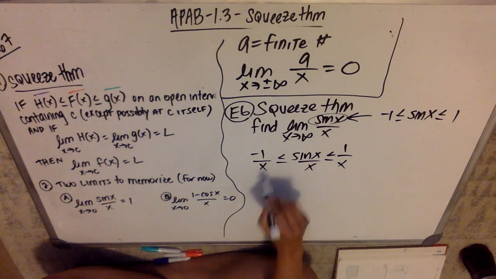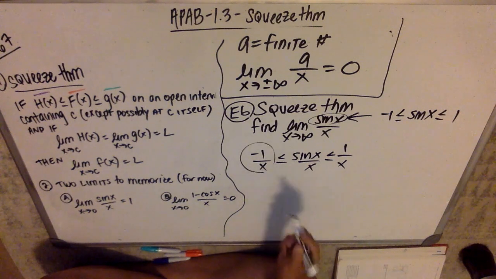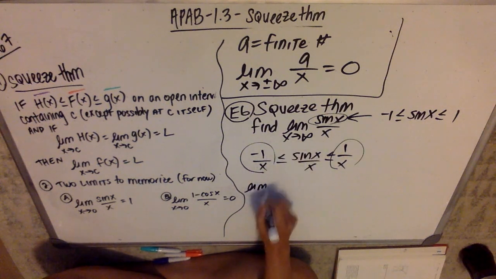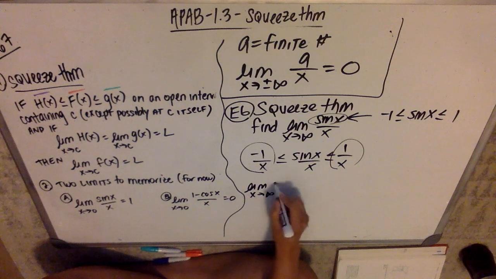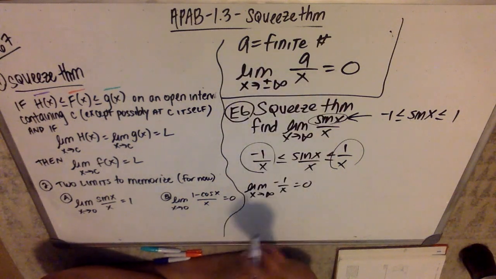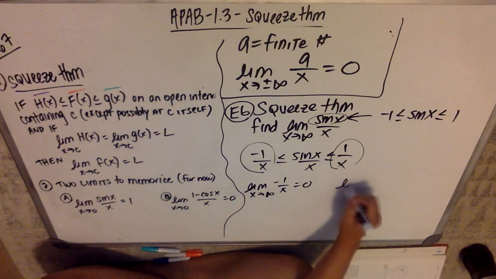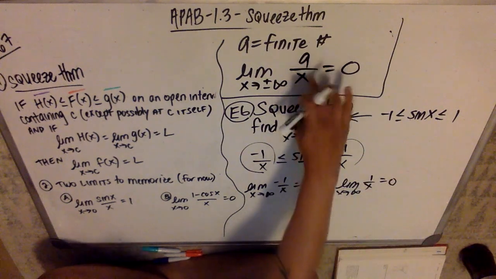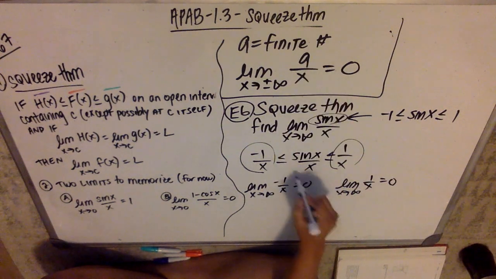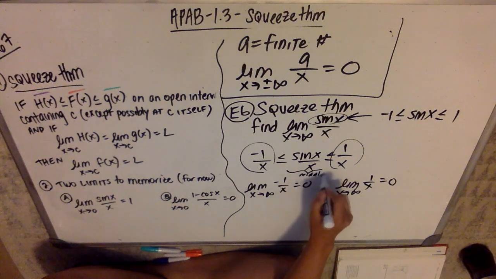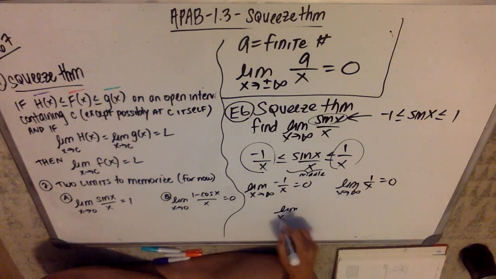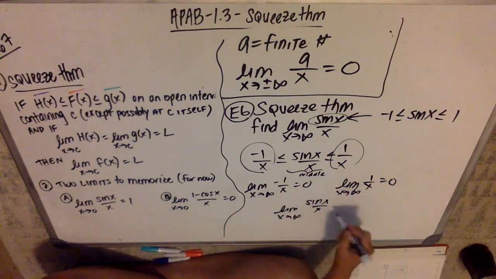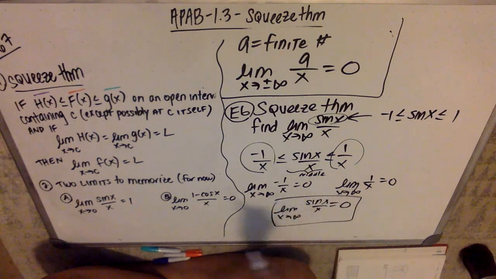Well, I know that this guy and this guy are both 0 as x approaches infinity, right? I know the limit as x approaches infinity of -1 over x is 0, based on this thing I told you about putting a finite number on top of an infinity. I know that the limit as x approaches infinity of 1 over x is also 0. Again, same argument, finite number over x. And since I know that this is between them, this has to be in the middle, then that must mean that the limit as x approaches infinity of sine x over x is squeezed between these two things at 0, at infinity, which means that it also approaches 0.